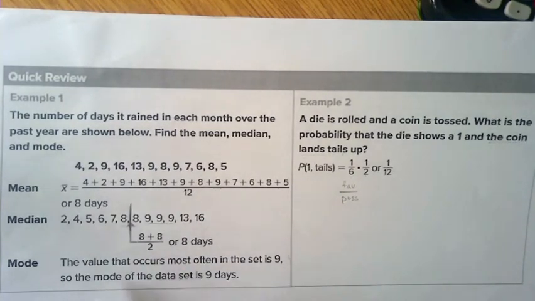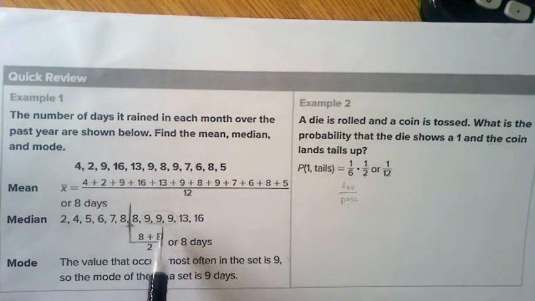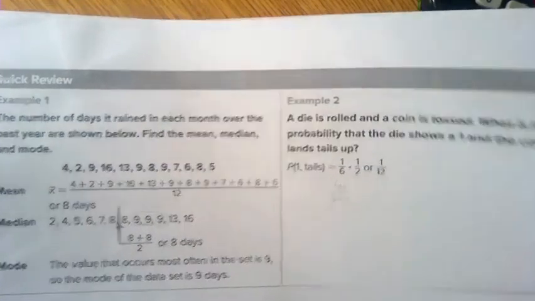And then mode is your number that occurs the most often. So in this case, once they're in numerical order, you can see that 9 repeated itself 3 times.